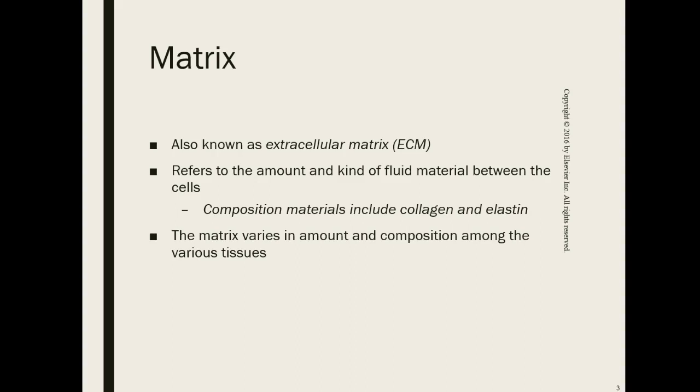Within these tissues is a matrix, which is a jelly-like material made up mostly of water with various interlocking fibers. It's also known as the extracellular matrix, or the ECM. This refers to the amount and kind of fluid material between the cells. So the materials between the cells can vary.